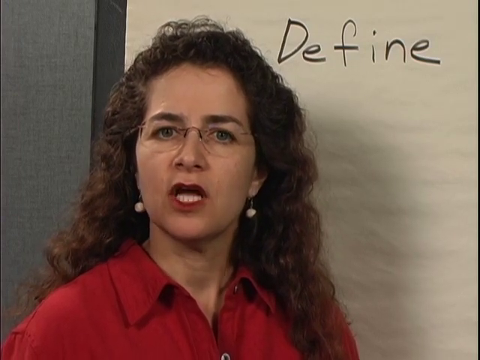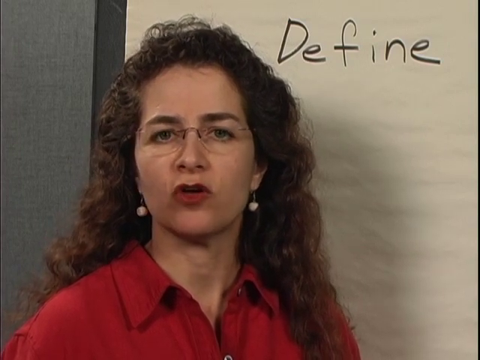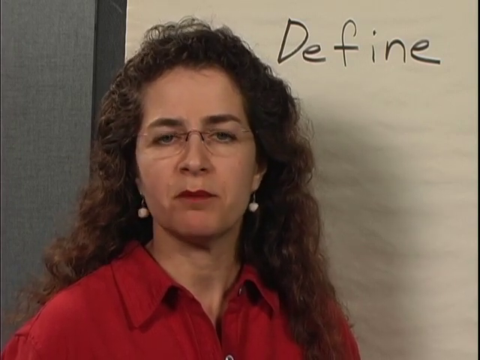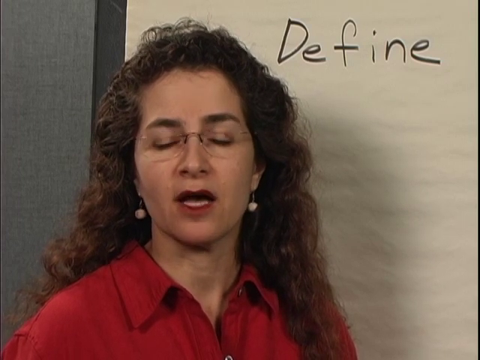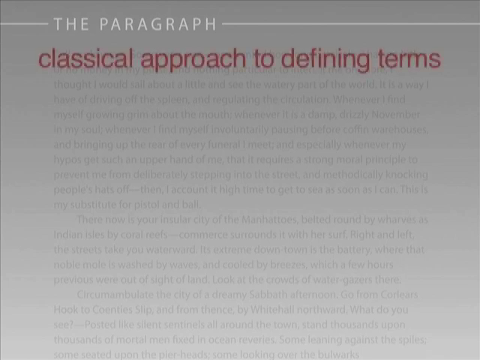For example, if you were writing a paper on the role that propaganda played in the Nazi takeover of Germany, you might want to begin by defining the features of propaganda as they relate to the thesis of your paper. A classical approach to defining terms names the term and determines the class to which it belongs. Then the differences between the term and others in its class are named.